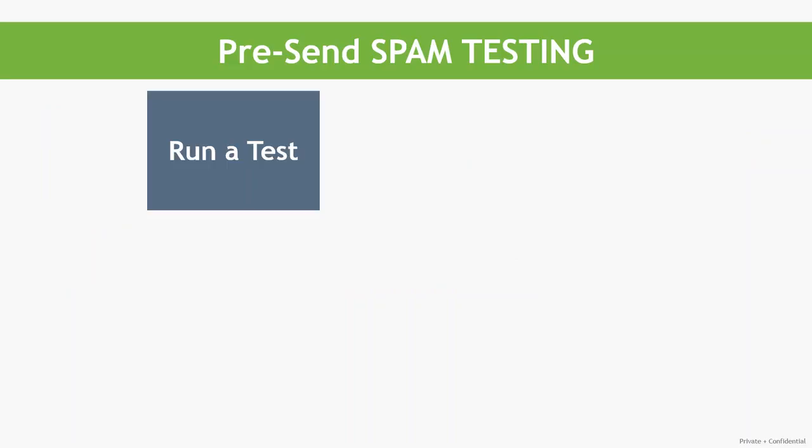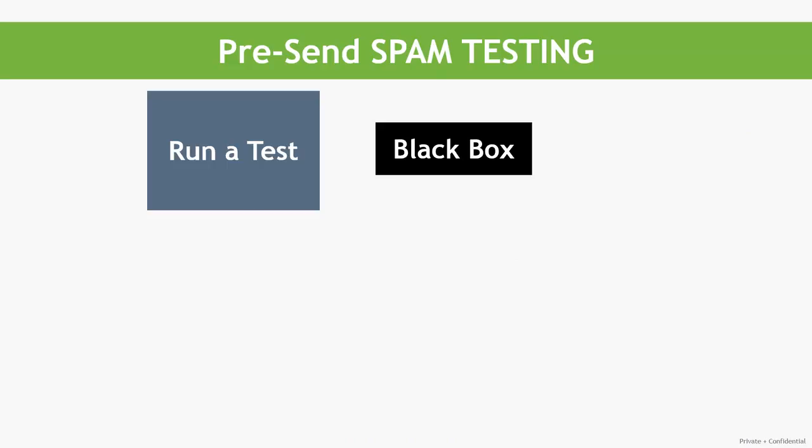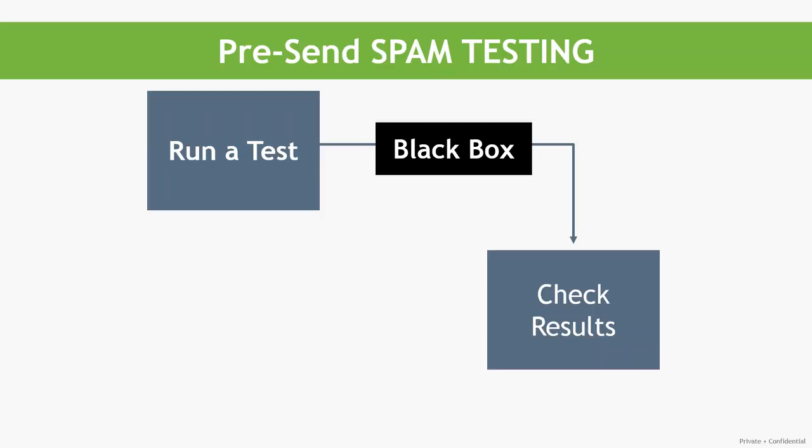So we're going to run another test, and we call this black box testing because you don't always know exactly what the spam filter is doing. They keep that a secret so that spammers can't circumvent their filters. So we run the test, it goes through the black box, and you're going to get your results back. Hopefully you had a success and everything was great and you're done testing.